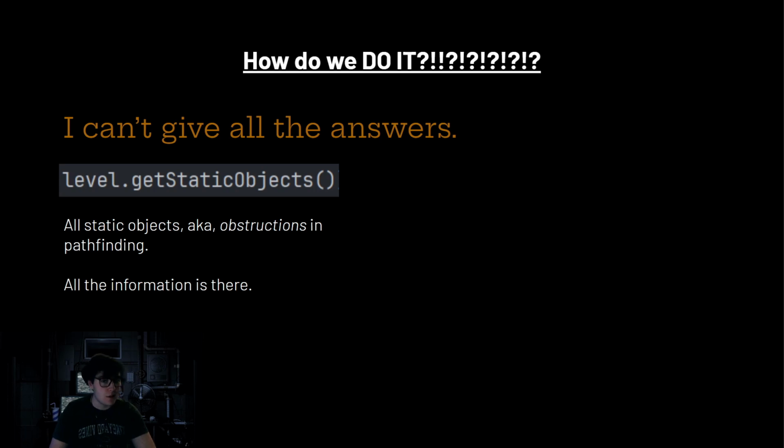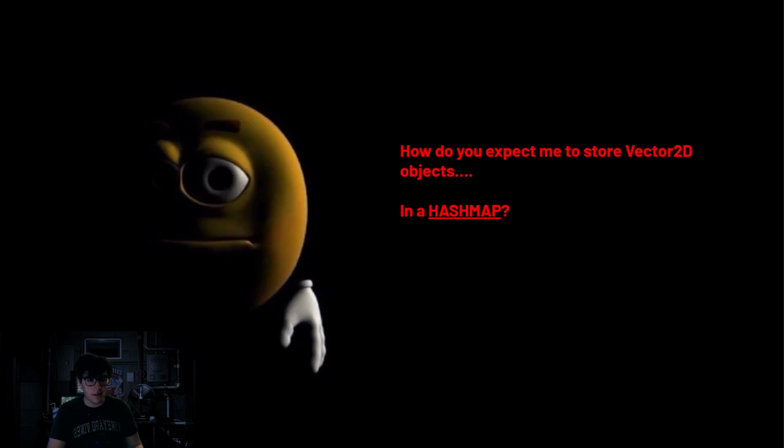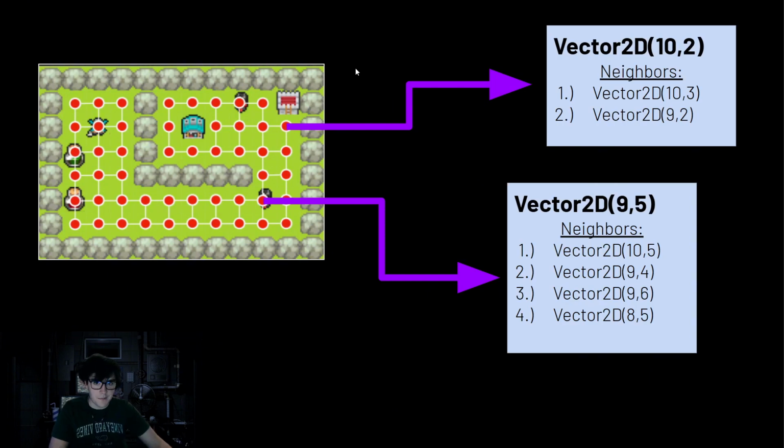But what is useful to you specifically is the level.getStaticObjects method will return to you every single static object in the level, meaning all the walls, for example. And you know for a fact that the locations of these static objects are invalid locations for our pathfinding. We saw something with invalid locations when we were looking at these neighbors here. This is invalid, this is invalid. We didn't include that in the neighbors for this entry in our adjacency list. Something to think about.